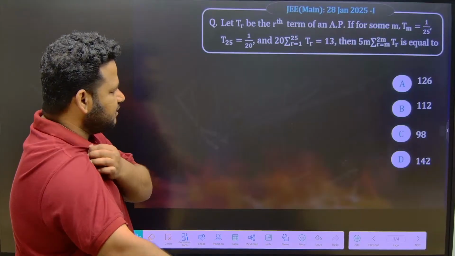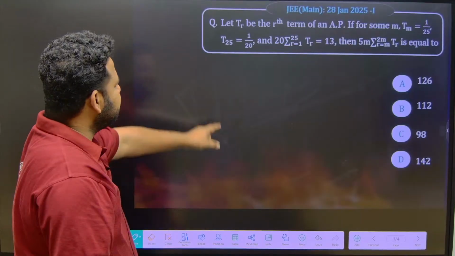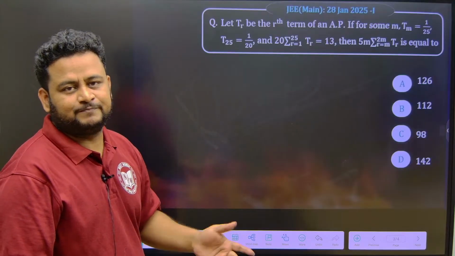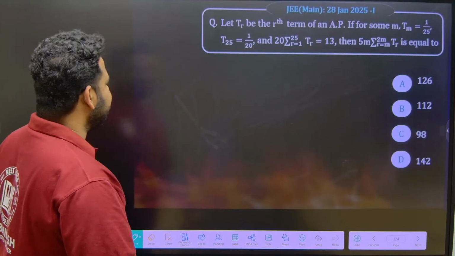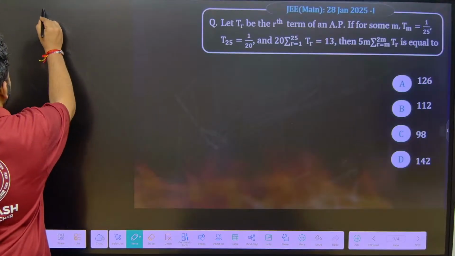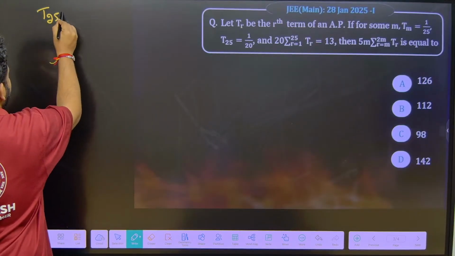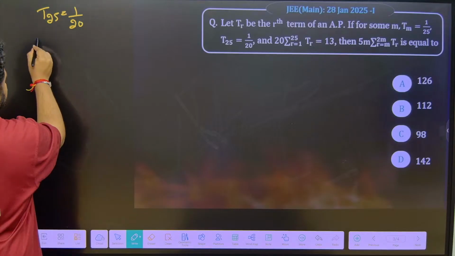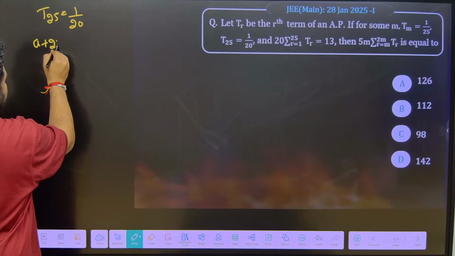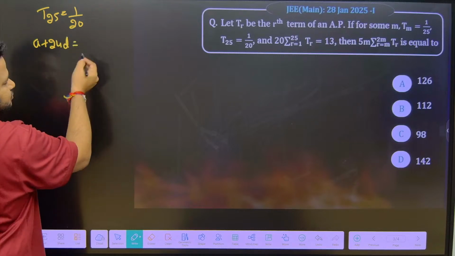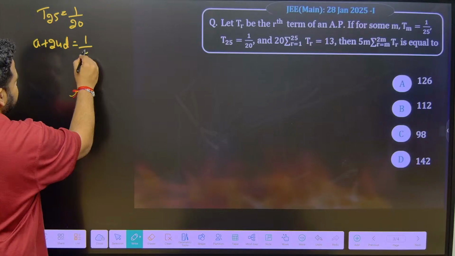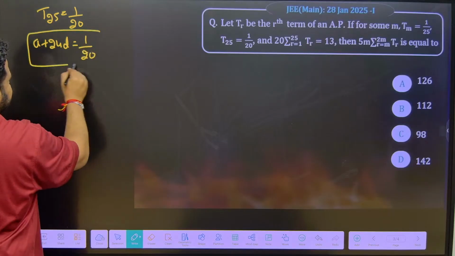So this is the question that they have posed. Now how to find the solution? Here T25 is nothing but A25. They have given T25 is equal to 1 by 20. T25 I can write as A plus 24D. That is A plus n minus 1 into D, and n is 25 here, so 25 minus 1, 24D. So that will be 1 by 20. This is what we have. Okay, let us keep it as it is.